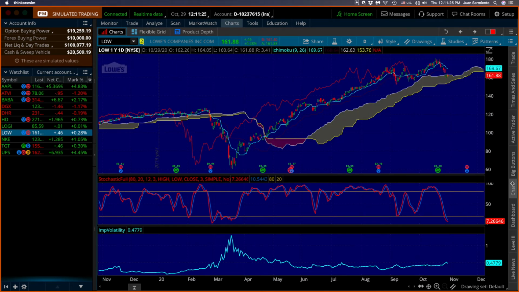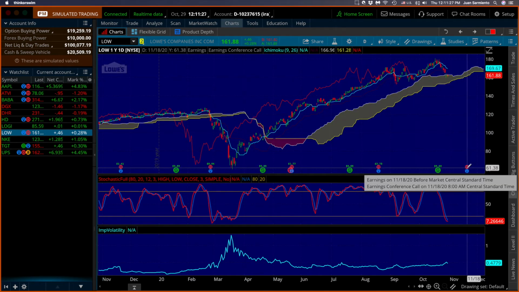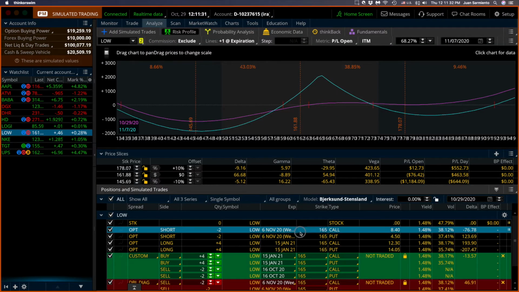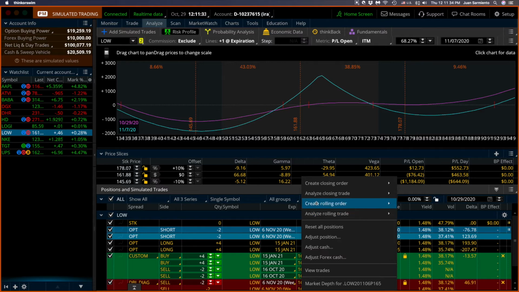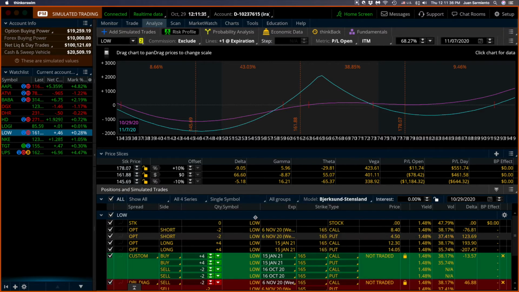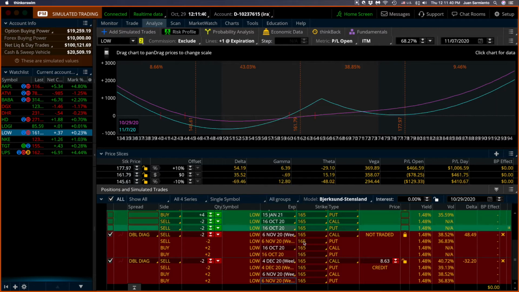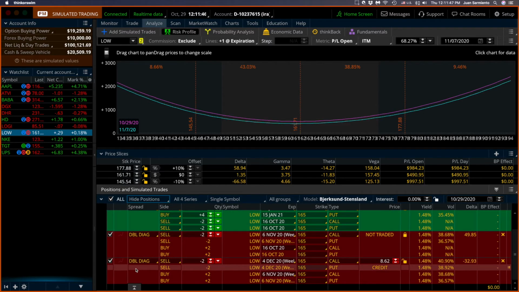Just like Home Depot, they're coming up with earnings, and earnings are critical, but we'll cross that bridge when we get to it, as they say. So Analyze Rolling, and we're going to go to December 4th, and that reduces my cost significantly. Hide the positions, and this is what my trade looks like.